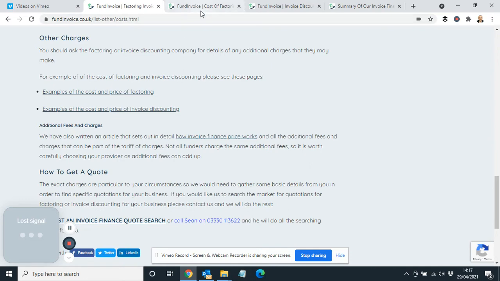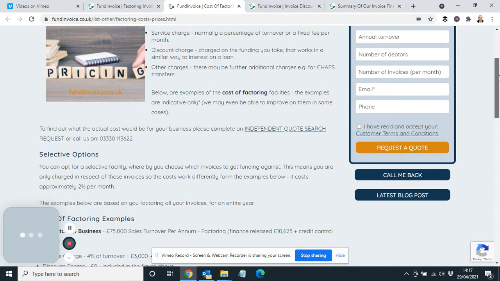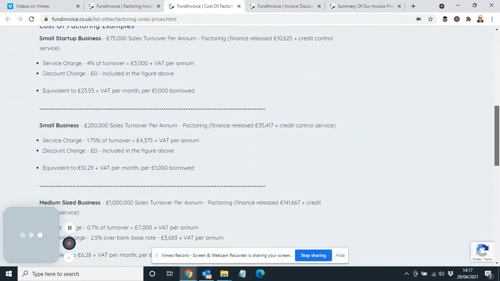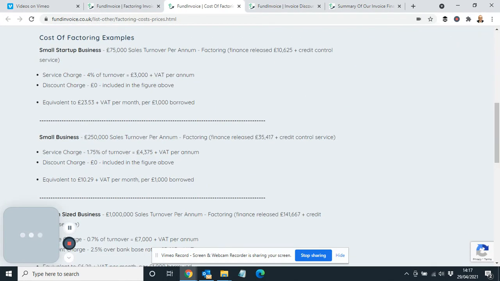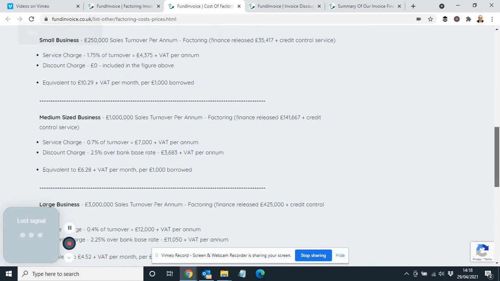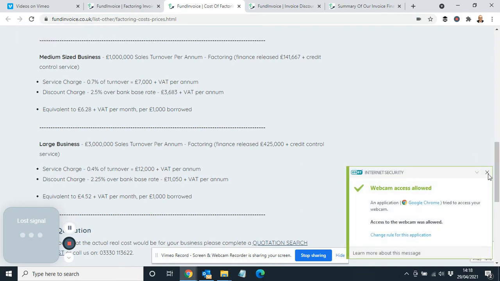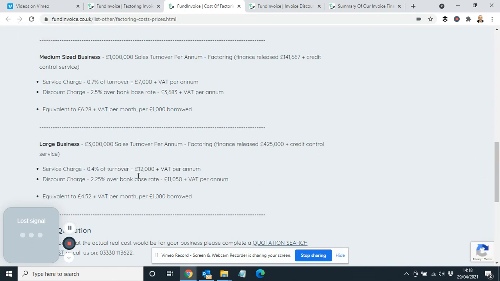So if we go first to the factoring example, this page here is the banding. You can see here for a factoring facility starts with a small business of 75k turnover, gives you an idea of what they might pay. It then breaks that down into a cost per month per £1,000 that they're borrowing. It gives similar information for a small business, a medium-sized company of £1 million turnover, and then a larger business as well, which is down here.